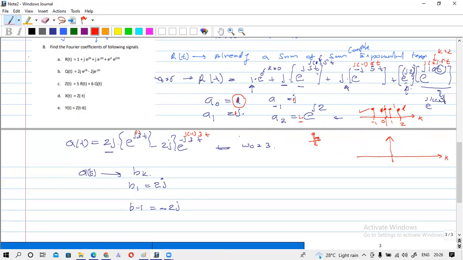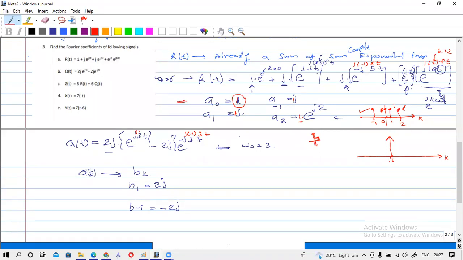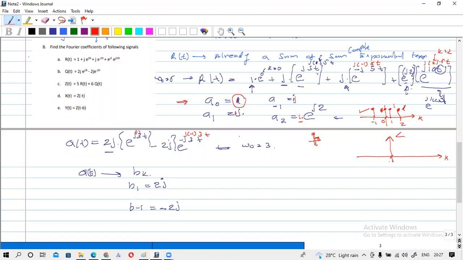So sorry, here we are going to plot the magnitude plot of these coefficients. So if we get the phase plot of these coefficients, these a_k coefficients, the phase of a_k.